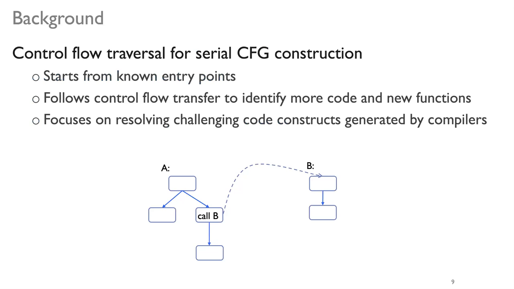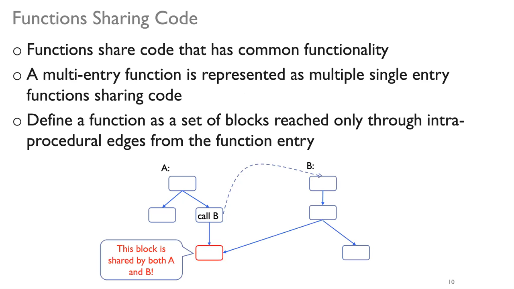Now, before diving into the details of our new approach, let's first review how CFG construction is done in serial. A common approach is called control flow traversal. It starts with known function entries, such as A and B shown in the diagram, and then follows the control flow transfer to identify more code and new functions. The focus of control flow traversal is to analyze several challenging code constructs generated by the compiler. Next, we will discuss three challenging code constructs, describe how serial algorithms handle them, and what additional challenges they bring in the context of parallel CFG construction.